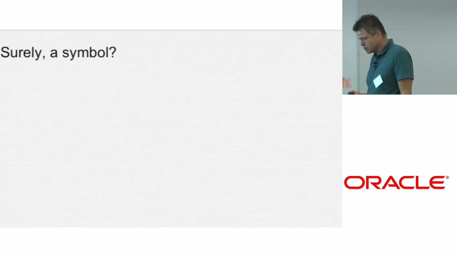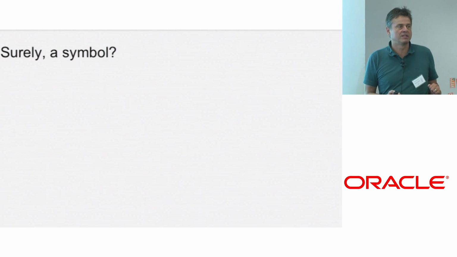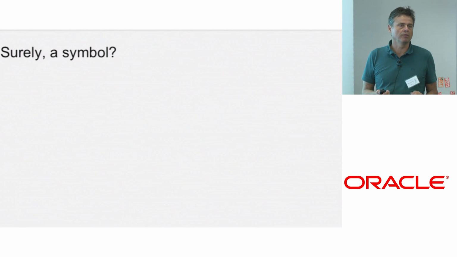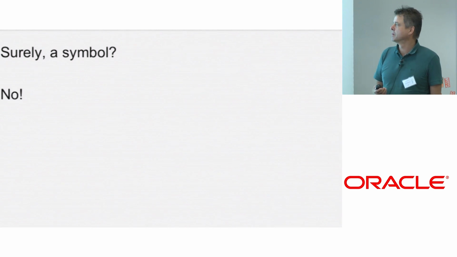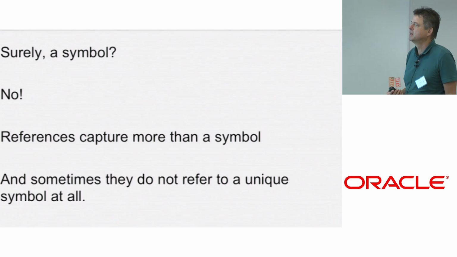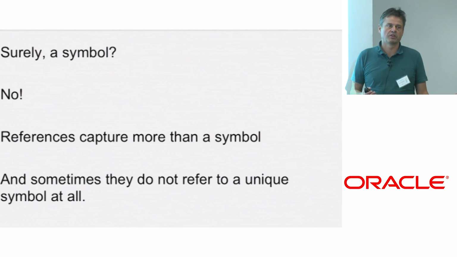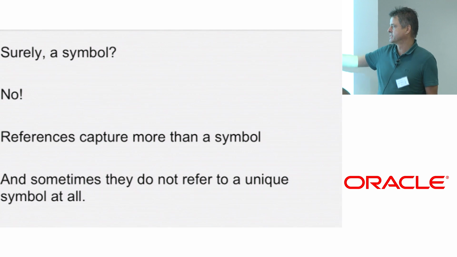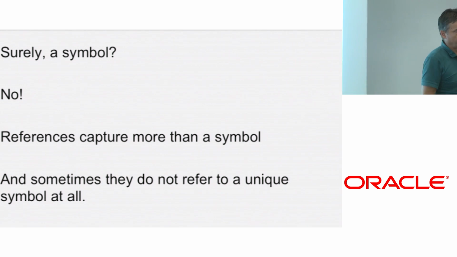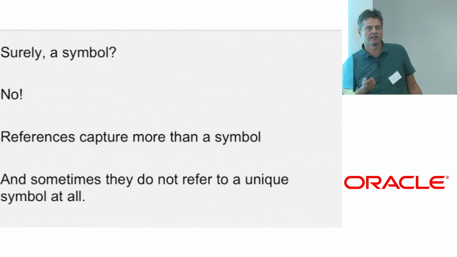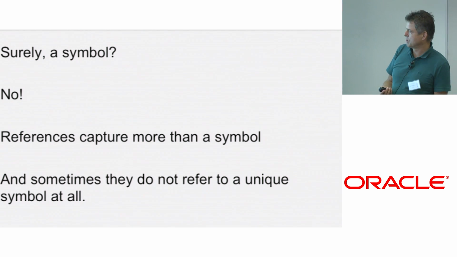Okay, so then we say, okay, we have these immutable references. What do they reference? Well, you could say, surely now it's a symbol, right? A reference gives me a symbol. Well, actually, no, it's still wrong, because references actually capture more than a symbol. So the meaning of a reference is more than a single symbol, and sometimes they don't refer to a single symbol at all. So it's neither a subset nor a superset. It's still disjoint from symbols. So let's look at these things.